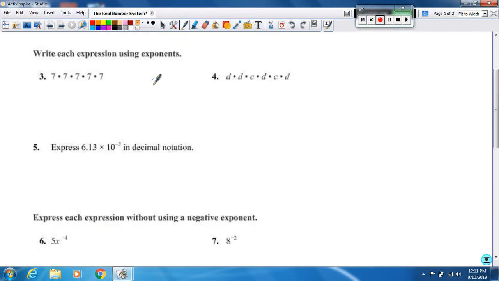Write each expression using exponents. So we have 7's here, so you write what you have, and then you count how many you have. 1, 2, 3, 4, 5, and that becomes your exponent, and that's the answer.